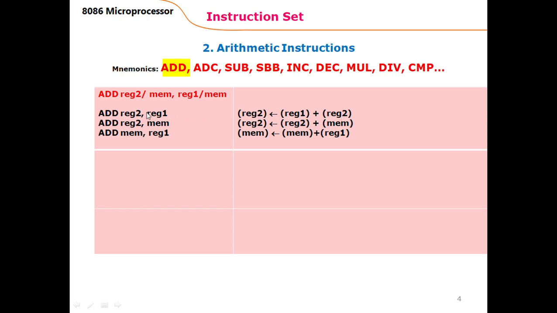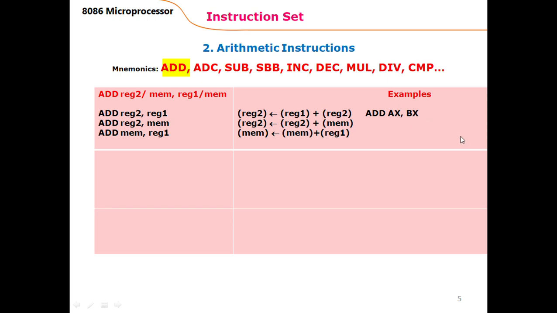So here register 1 and register 2 are the sources of data, and register 2 is the destination of the data as well. In this form, here is an example: ADD AX, BX. This instruction would add the 16-bit content of the AX register with the 16-bit content of the BX register, and would store the result in the AX register. So this is equivalent to AX equals AX plus BX.